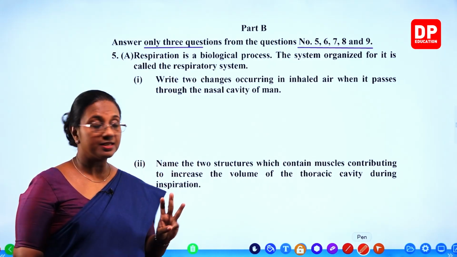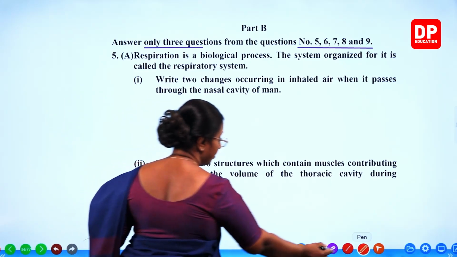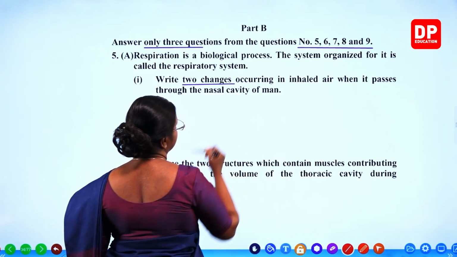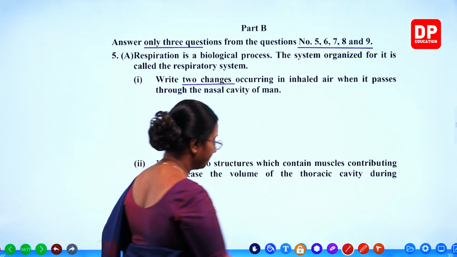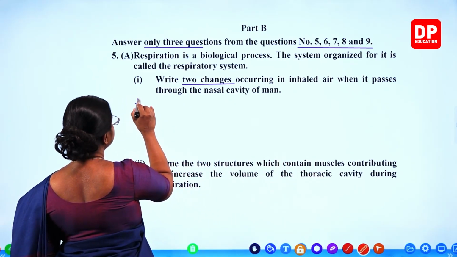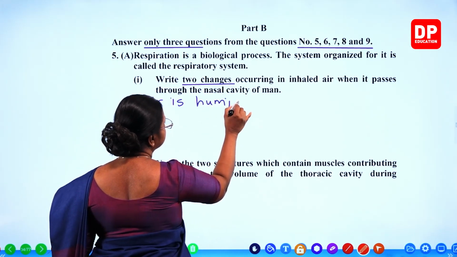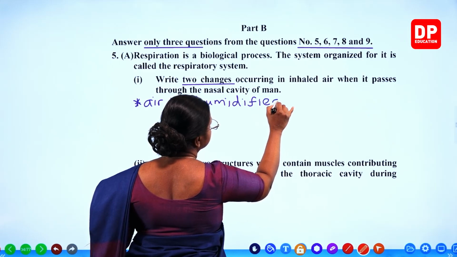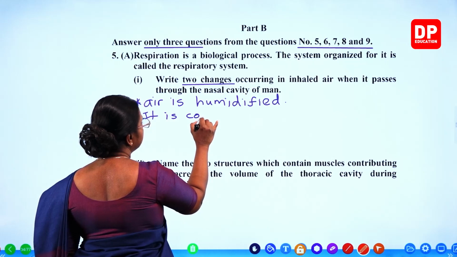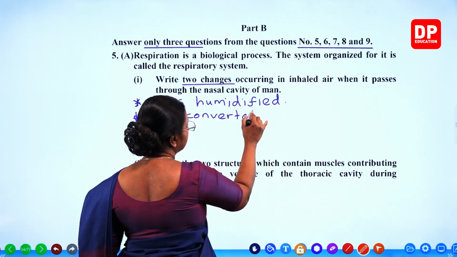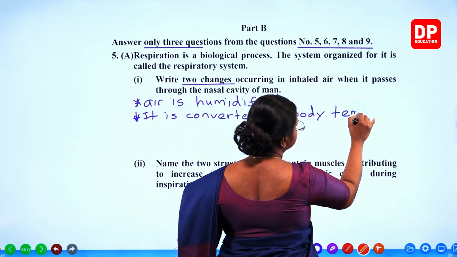So there are 3 changes. I will write all 3 of them. You only need to write 2 because here you can see the question, write 2 changes occurring in inhaled air when it passes through the nasal cavity. So 1, air is humidified. Then the next one, it is converted to body temperature.